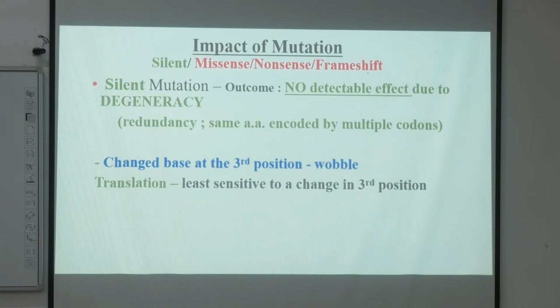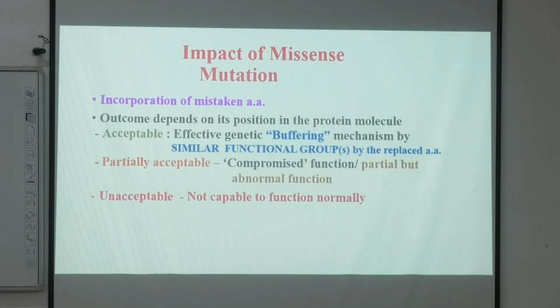So what is degeneration? A change in the base position. That change in the base position is a mutation. This is a point mutation. And it can be of three types: it can be acceptable, it can be partially acceptable, it can be not acceptable at all.